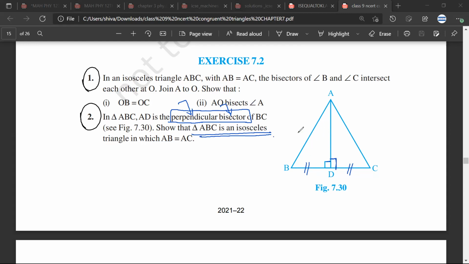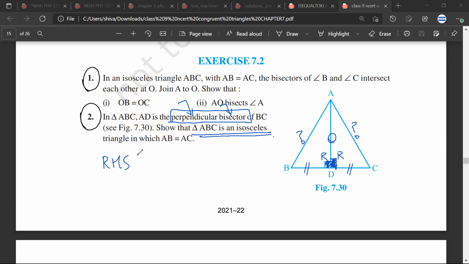Yes, sir. How should I do this? So AD is a common side. Shabash. And then because AD is bisecting, DC and BD are equal. Shabash. And angle ADC and angle ADB are right angles. Shabash. So, which rule is applicable? RHS. Why RHS?